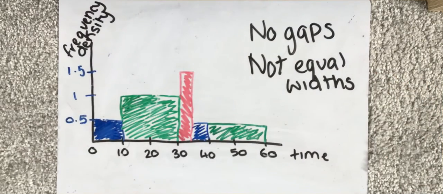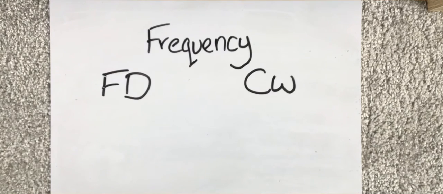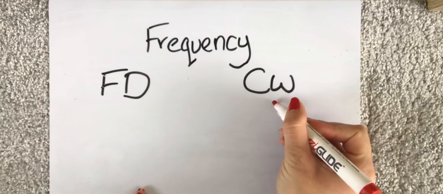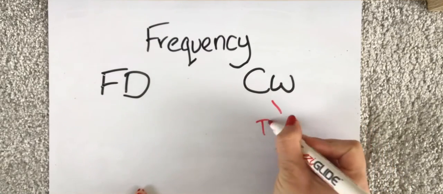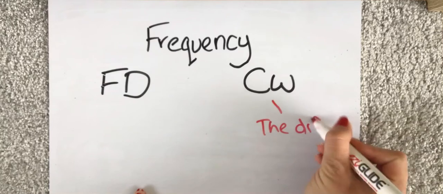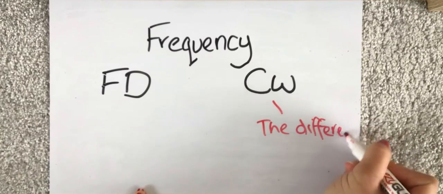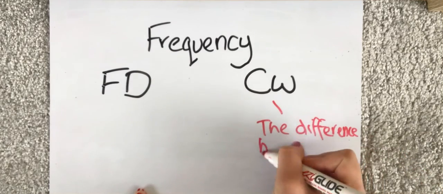Okay, now what we can do with histograms is we can work out a few different things. So if we have a look at the most important things to do with histograms, we've got these three things here. We've got frequency, frequency density, and class width. So if we have a look at class width first, this is basically the difference between the upper and lower bound.